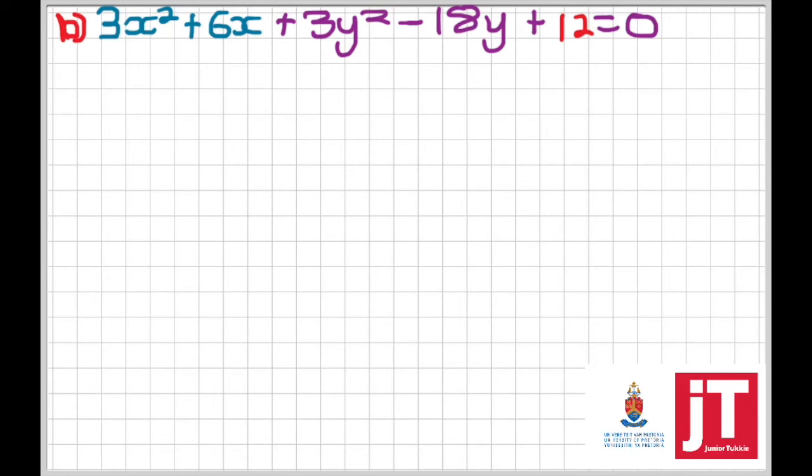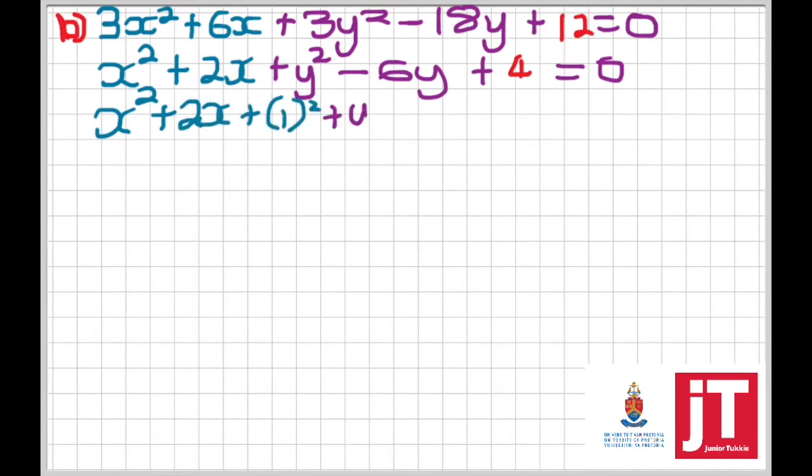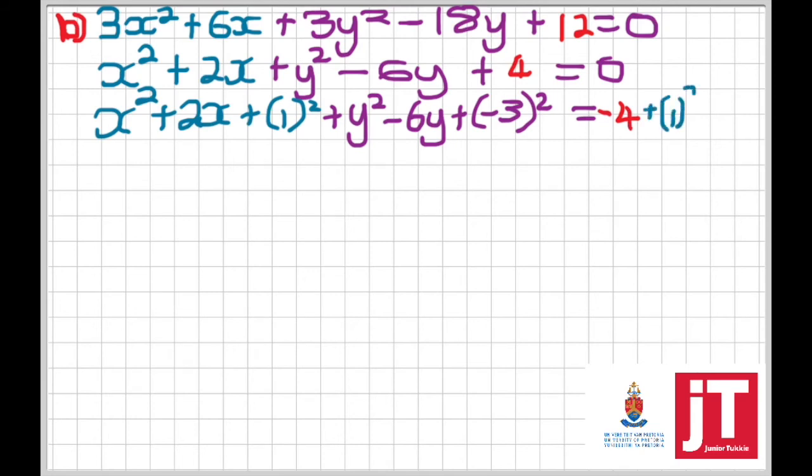So we need to divide each term by that 3, and that will result in x squared plus 2x plus y squared minus 6y plus 4 is equal to 0. Thereafter, we repeat the same process of completing the square in terms of x and y respectively. If we do that, we get x squared plus 2x plus 1 squared plus y squared minus 6y plus (negative 3) squared, and that is equal to negative 4 plus 1 squared plus (negative 3) squared.